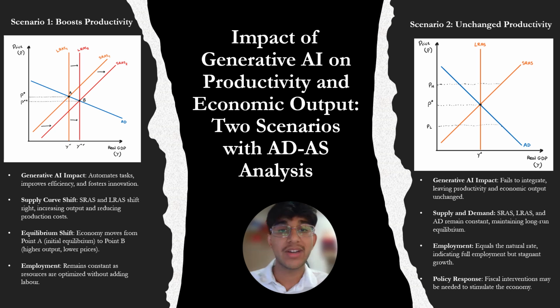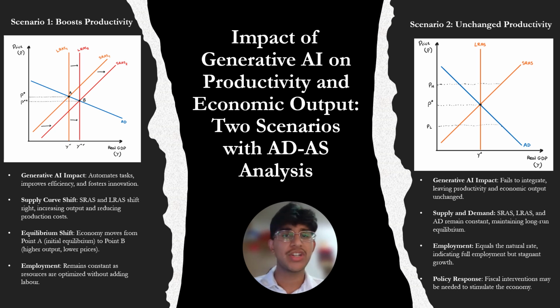At point B, the economy operates at a higher output level while seeing a decrease in prices. This happens because productivity gains reduce the cost of production, allowing businesses to supply more goods and services without raising prices. It is important to state that employment remains the same as it does not change from point A to point B. For example, AI tools in industries such as manufacturing or logistics can streamline operations, which will result in higher output without significant price increases.